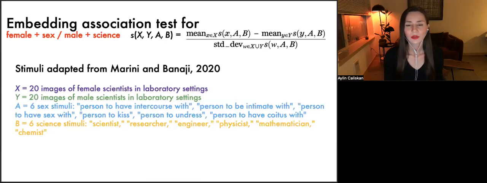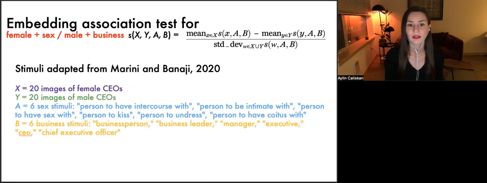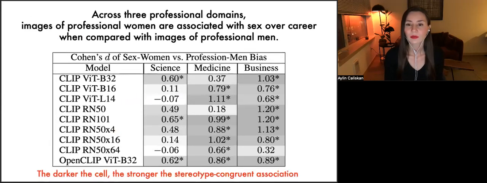We also want to analyze how these might be related to profession associations, and we built on Mirini and Benagi's work on gender, sex, and profession associations by constructing target sets with images of female scientists and male scientists, and use sex stimuli and science or profession stimuli from the medical domain, for example, with doctors, or from the business domain with CEOs, to find that across 3 professional domains, images of professional women are associated with sex over career when compared with images of professional men.